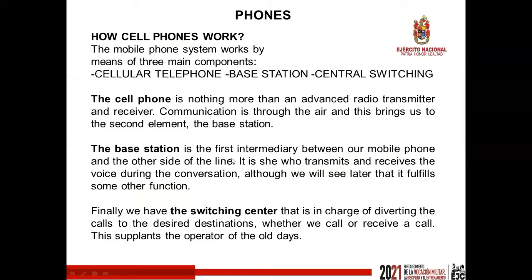How do cell phones work? The mobile phone system works by means of three main components: the mobile or cell phone, the base station, and the central switching. The cell phone is nothing more than an advanced radio transmitter and receiver. The communication is through the air, and this brings us to the second element, the base station. This element is the first intermediary between our mobile phone and the other side of the line.